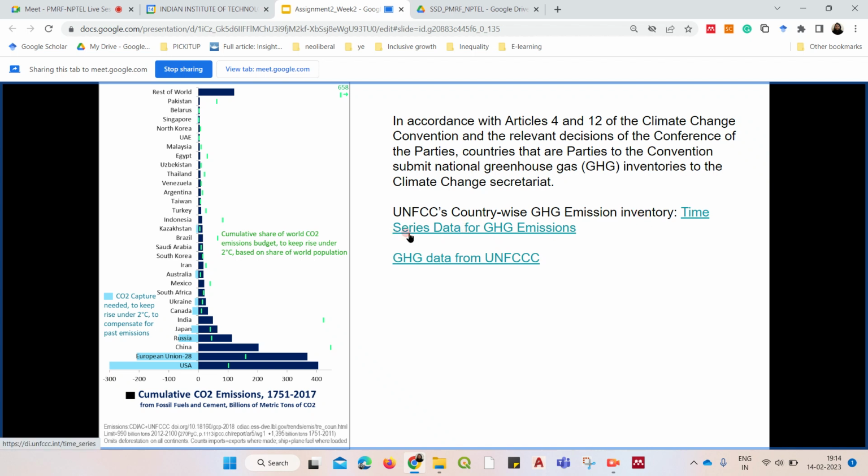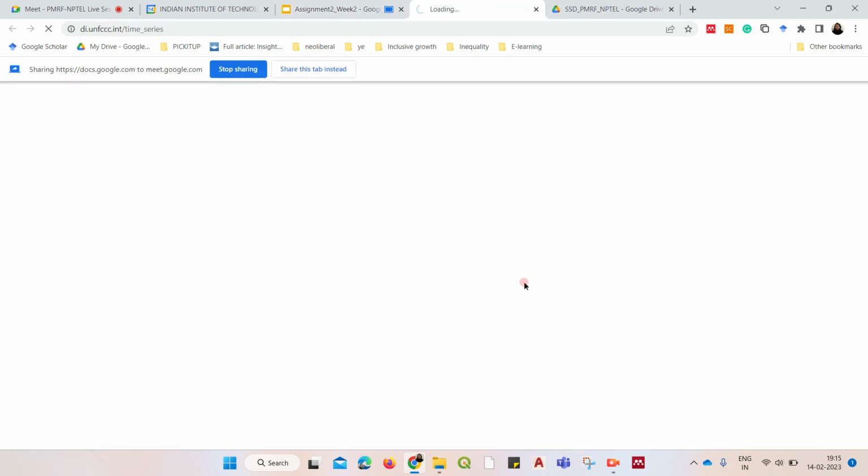There is a link for the time series data of greenhouse gas emissions, and another link which you can go to see how emissions differ between countries, and then you can compare the emissions from different sources within the same country or among different countries and such things. So I'll show you a little bit.